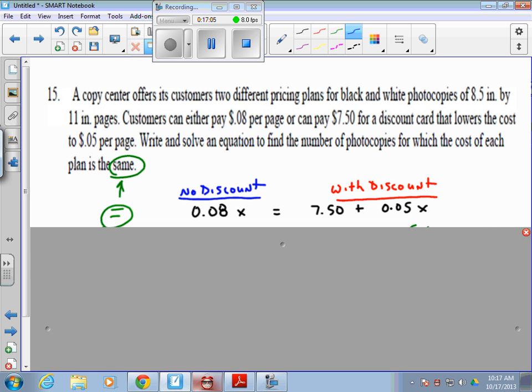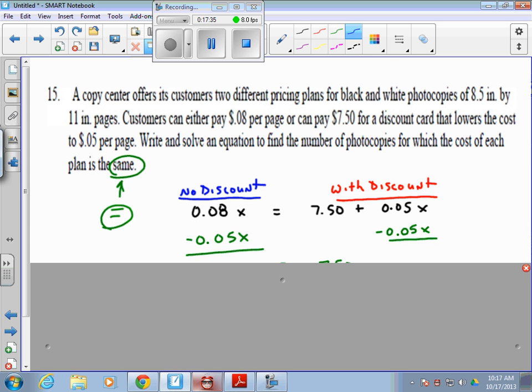Write an equation to find the number of photocopies for which the cost of each plan is the same. If they're the same, that means they're equal to each other. So with no discount, it's 8 cents times x, the unknown amount of copies. With the discount, it's $7.50 plus only 5 cents times x. So those are the 2 expressions. When will they be the same? When will they be equal?